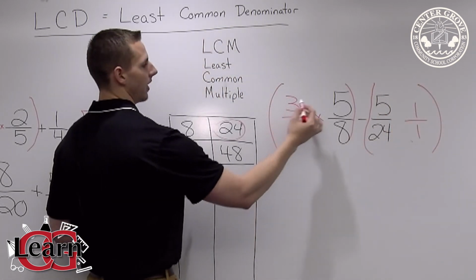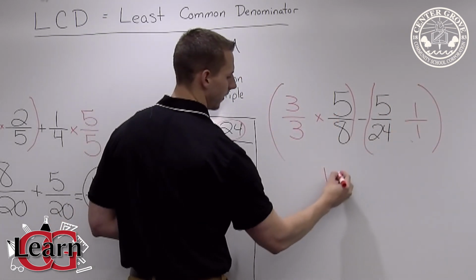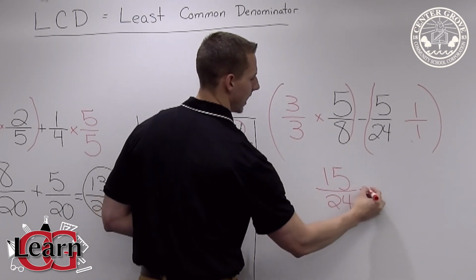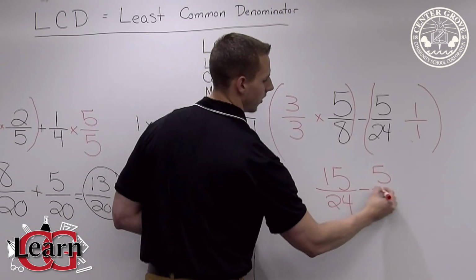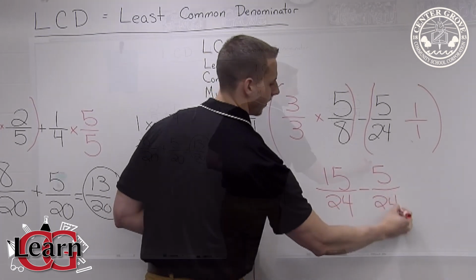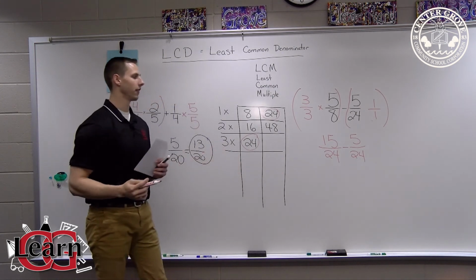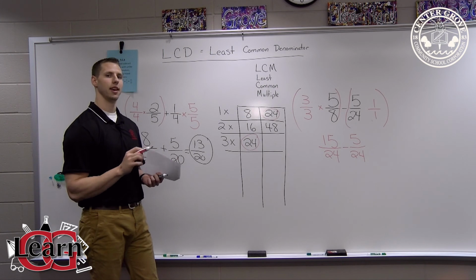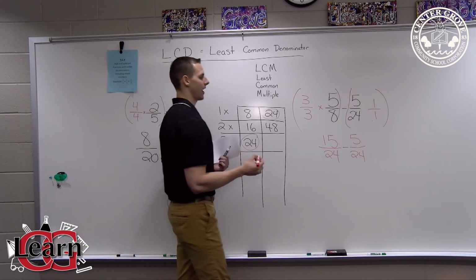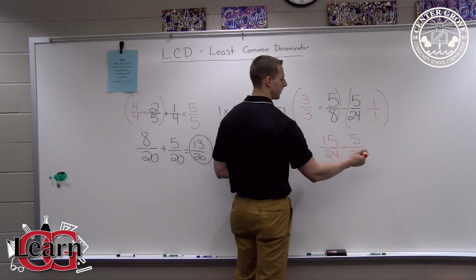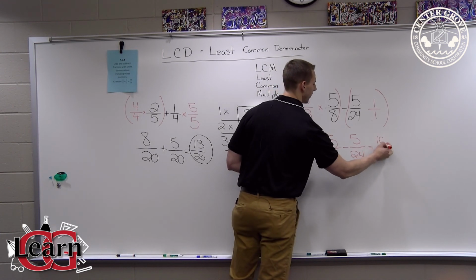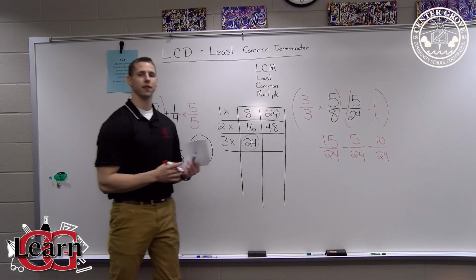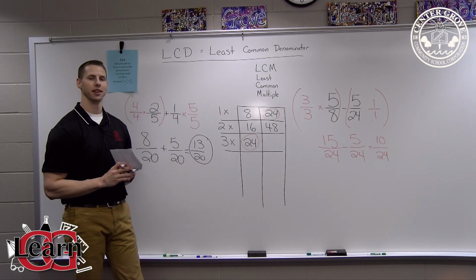So now we'd multiply 3 times 5, which is 15, over 24, minus 5 over 24. Now we can actually subtract our fraction out. Remember, the denominator does not get subtracted or added ever. Only the numerator gets added or subtracted. So 15 minus 5 would give us 10, and our denominator would stay the same. And these are just a few ways on how you can add and subtract unlike denominators.